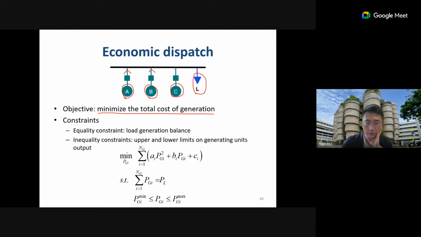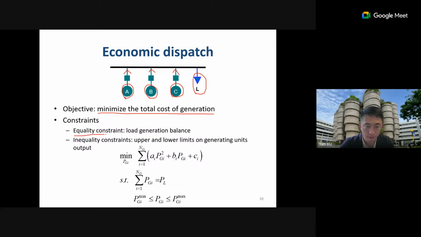So our objective is to optimally determine the output of the 3 generators while minimizing their total cost, because each generator may have a different cost. For example, generator A may be a natural gas generator, generator B might be a hydropower generator, and generator C may be a coal-fired generator. So their generation costs are different. However, they have to satisfy the total power demand, right? The total power output of A, B, C will equal L.